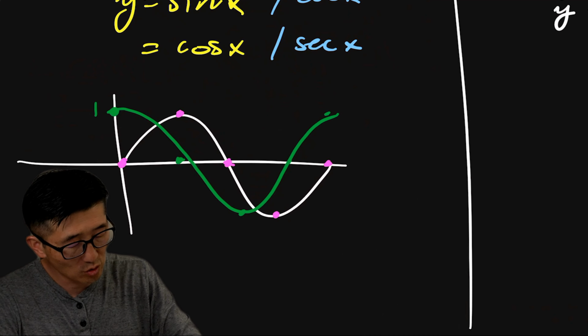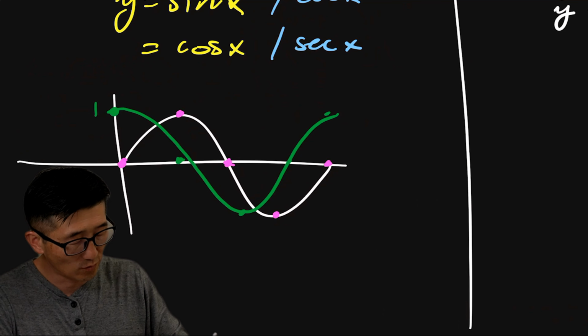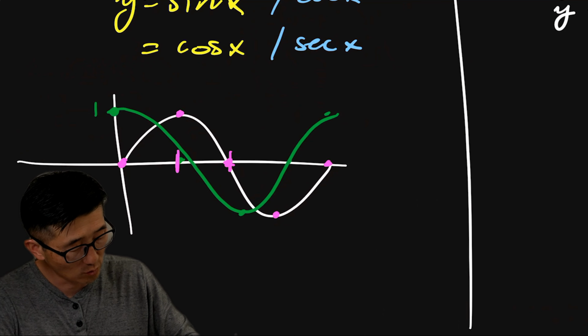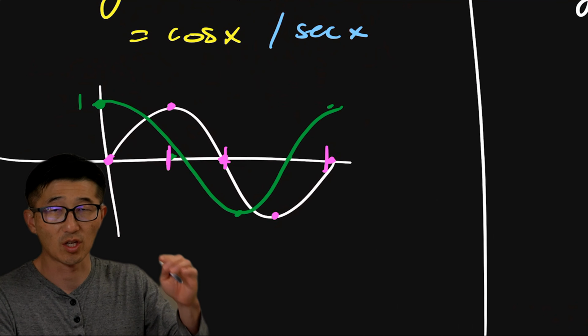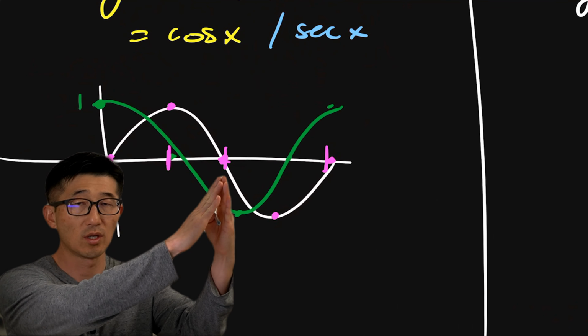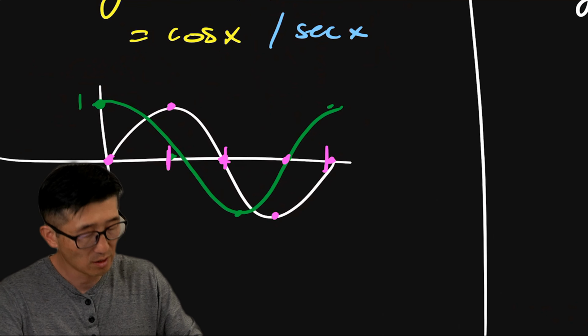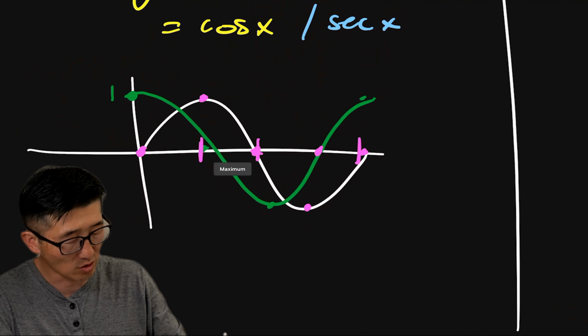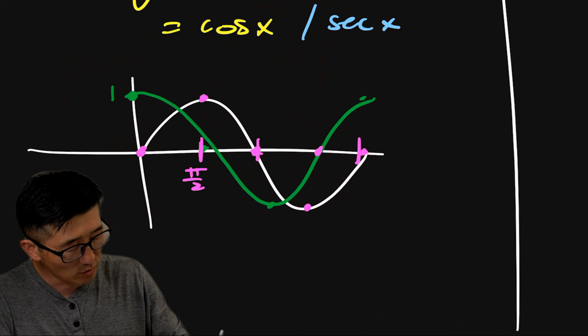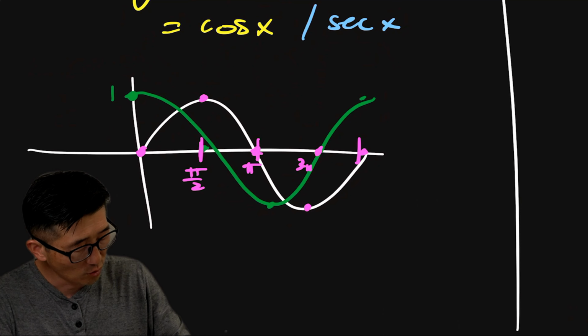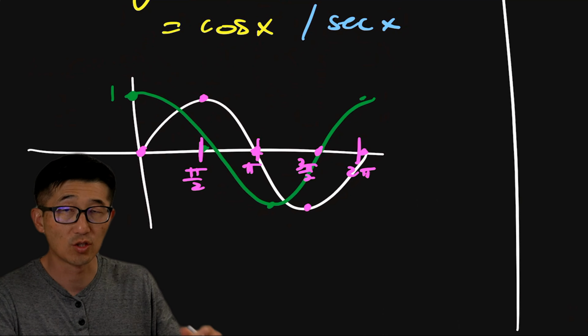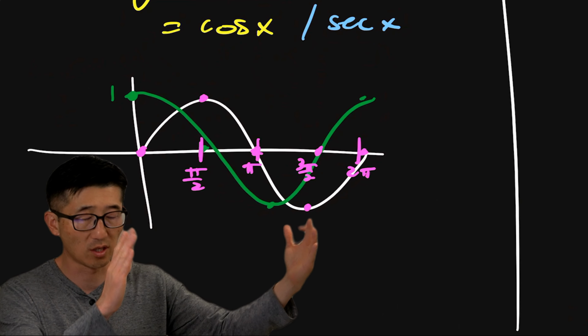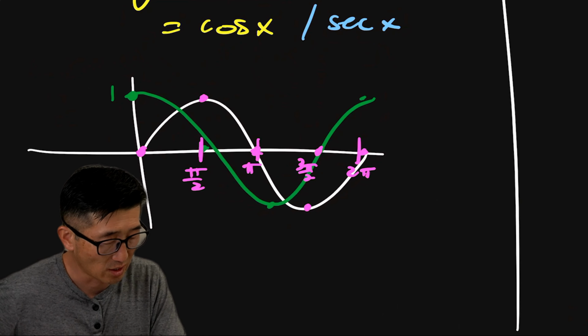Oh, and then you also have to remember to break this up into four sections right here. They're not drawn to scale, but one, two, three, four. Now for a basic graph, it'll be pi over 2, pi, 3 pi over 2, and 2 pi. But as you'll see, this is going to change based on the phase shift and the period.